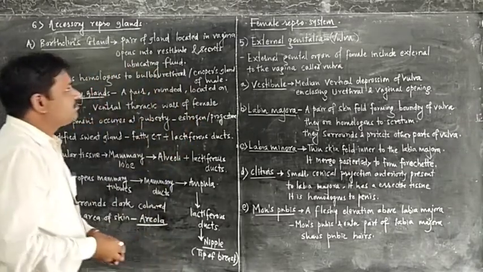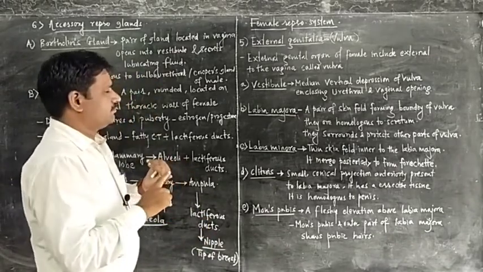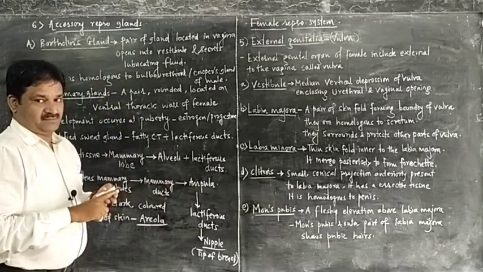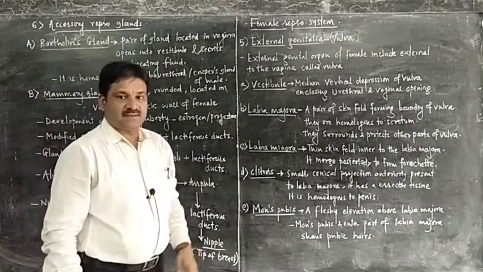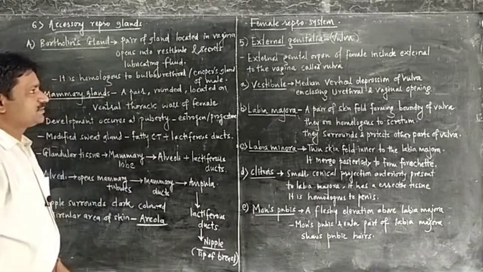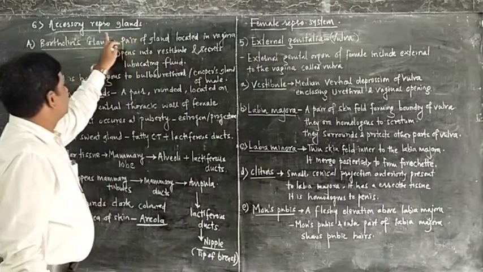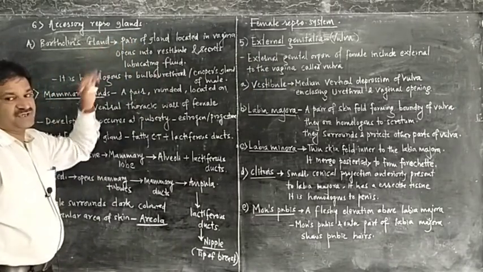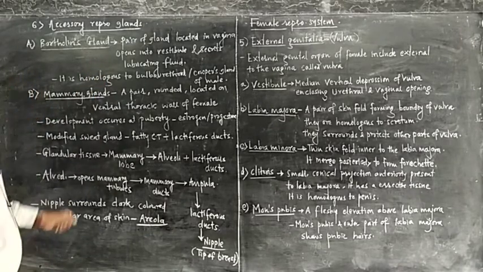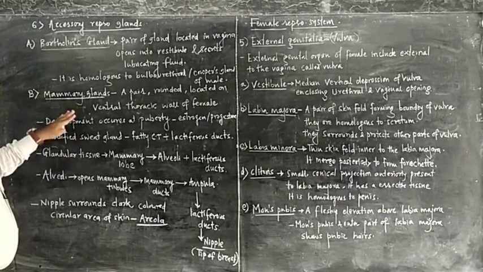Last time we have seen some parts of the female reproductive system like the pair of ovaries, pair of oviduct, uterus, vagina. Now we'll see the next part of this female reproductive system, that is the external genitalia, that is vulva, and the last part, that is the glands which are associated with the female reproductive system. In the female reproductive system, two glands are there, Bartholin's gland and mammary glands.